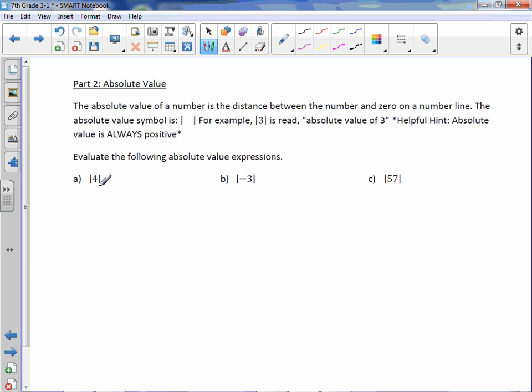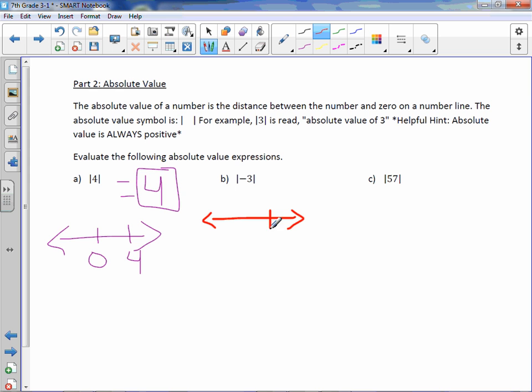So when you're evaluating the absolute value, letter A is the absolute value of 4. I want to know how far away 0 and +4 are on the number line. Well, between 0 and 4, there are 4 spaces. So the absolute value is 4. Letter B, the absolute value of -3. If you have 0 and -3, how many spaces away? Well, there are 3 spaces in between, so the absolute value is 3.